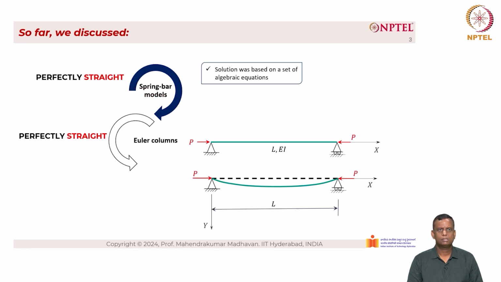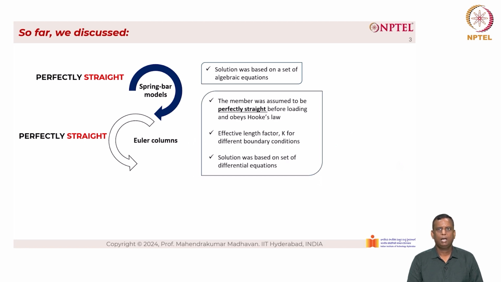Following spring bar models, we talked about Euler columns. Here the columns are also perfectly straight and obey Hooke's law. The effective length factor K for different boundary conditions was established. The solution was based on a set of differential equations.